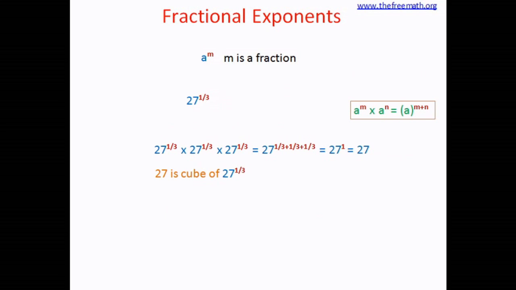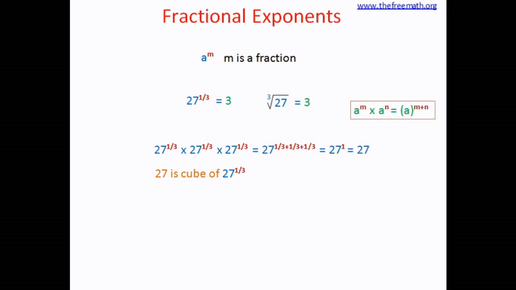And 27 is the cube of what? It is the cube of the number 3. 3 3s are 9 and 9 3s are 27. That means 27 to the power of 1 over 3 equals 3. Or in other words, you can say that the cube root of 27 is 3.